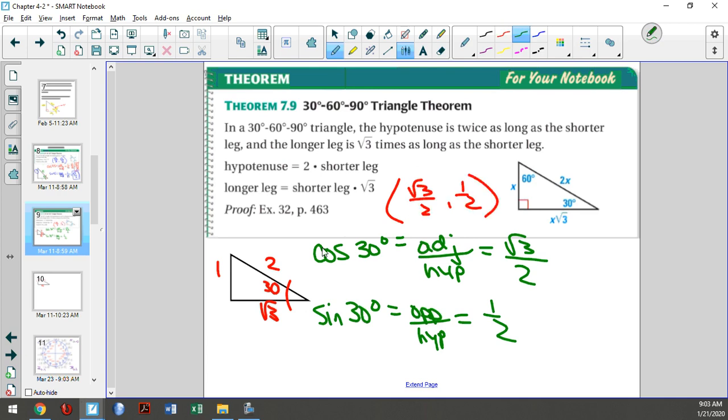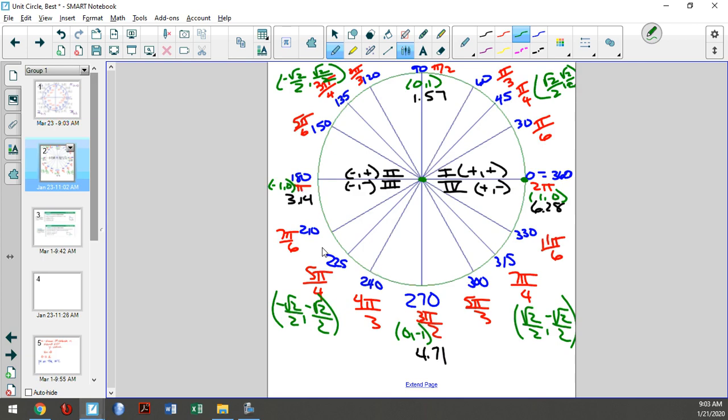So we're going to go back to our unit circle, and I'm going to find 30 degrees. What is 30 degrees? Pi over 6, right? So my pi over 6 angle is right here in quadrant 1, and that's going to be the square root of 3 over 2, comma 1/2. Do we understand that, yes or no? What is my 30-degree angle in quadrant 2?